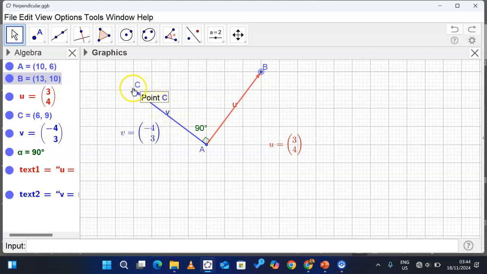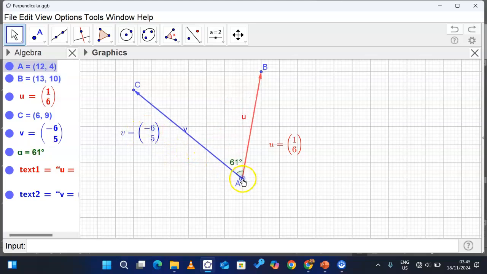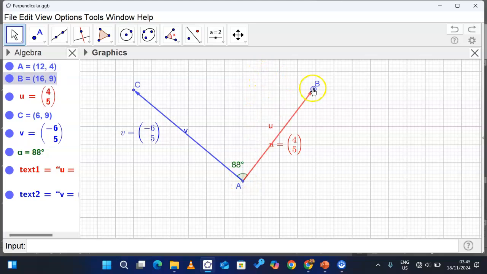Good. Again, if I consider the original one to be u, which has been rotated anti-clockwise, then the result is the interchanging of 3 and 4 to give (4, 3), and then y is negated. So you can see that. This is what we call a perpendicular vector. We can change it in so many directions and we'll get a perpendicular vector.